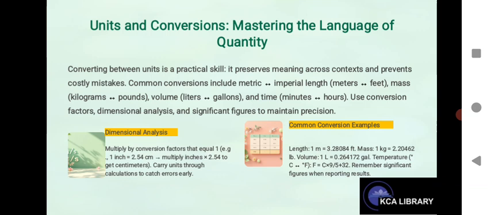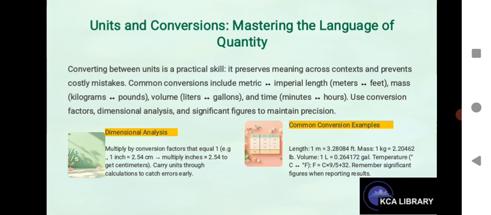Common conversions include metric to imperial length, meters to feet; mass, kilograms to pounds; volume, liters to gallons, or between different volume measures; and time, from minutes to hours or minutes to seconds. So use conversion factors, dimensional analysis, and significant figures to maintain precision.